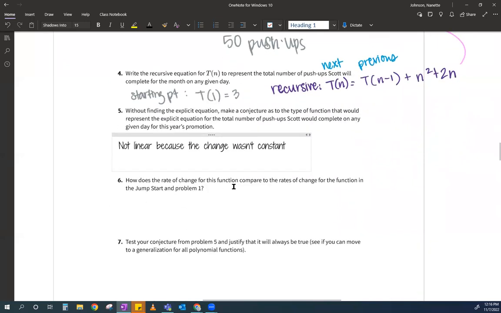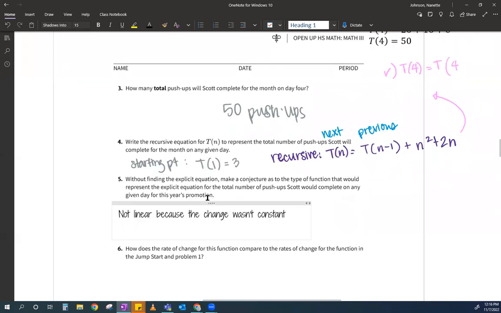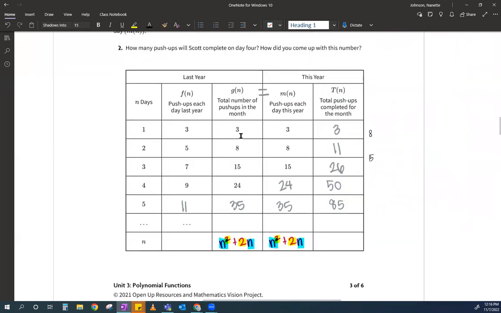How does the rate of change for this function compare to the rates of change for the function in Jumpstart and problem 1? And we've been doing that over and over again, right? If you look at here, we were adding by 2, by 2, by 2, by 2, right? Here we added by whatever it was, by 5, by 7, by 9, by 11. We were adding the odd numbers. Here, if you continue off, what would be the next two numbers that I would add here to get to 50, 26 to 50? So one would be like, oh, it's 24.